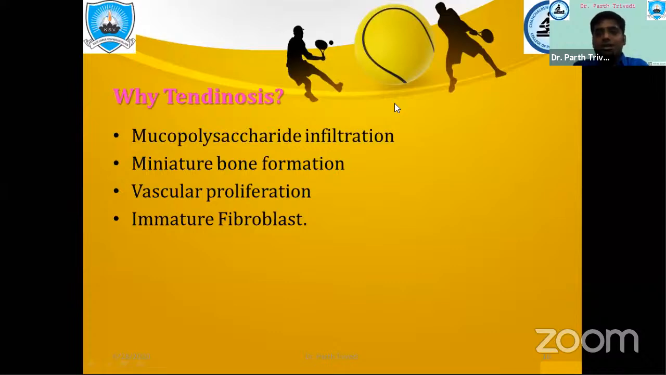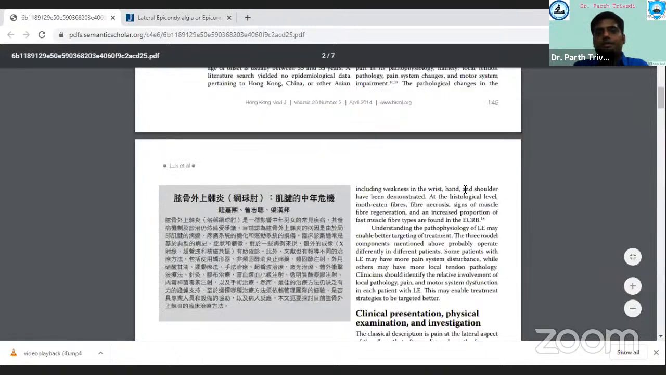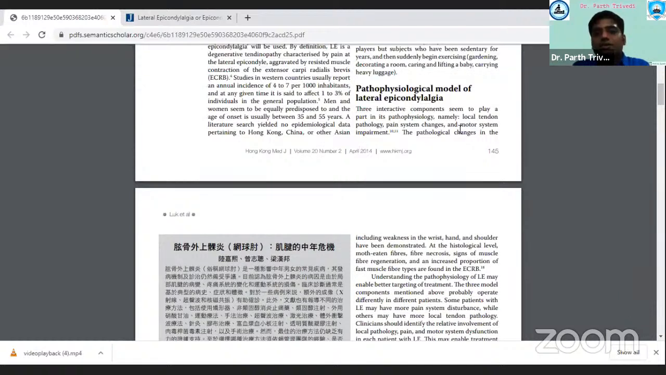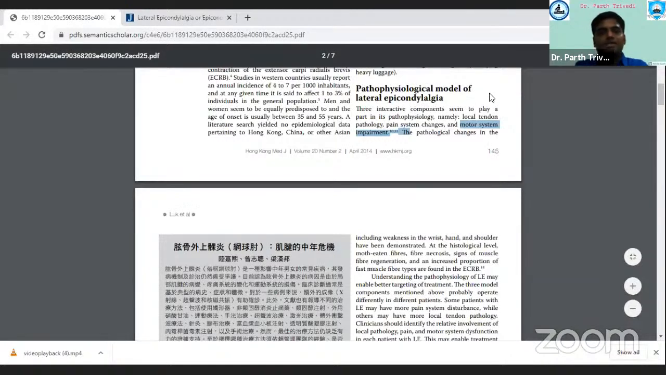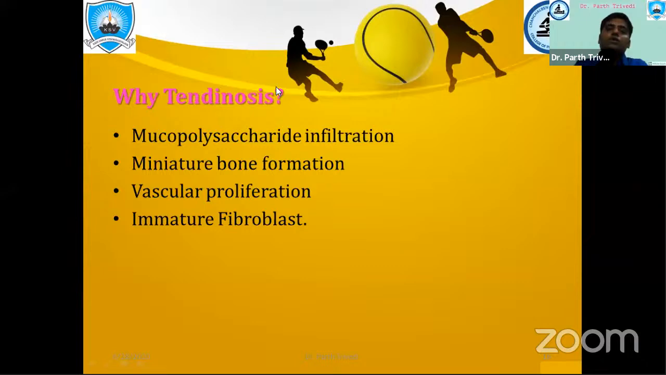I would like to show you this in an article. This is what is known as the pathophysiology. It is an interactive model: local tendon pathophysiology, pain system, and motor system impairment. So these three components are there, and that is the reason it is known as tendinosis.